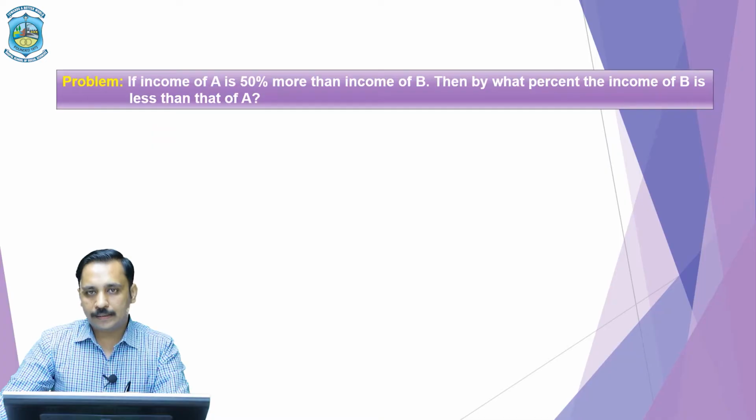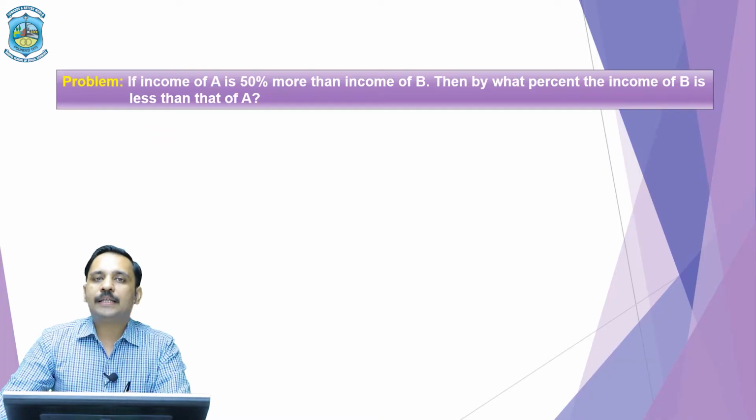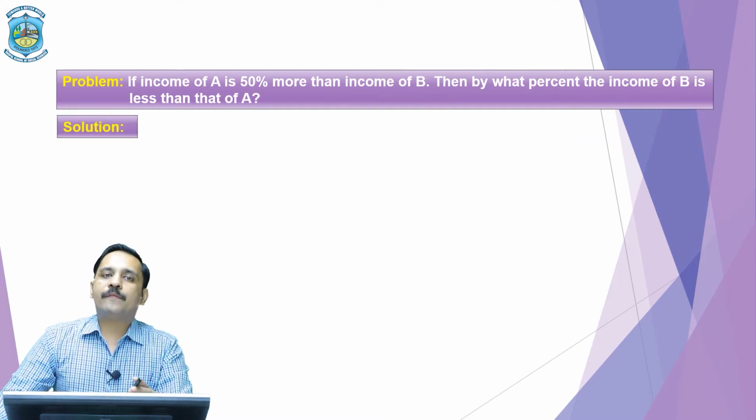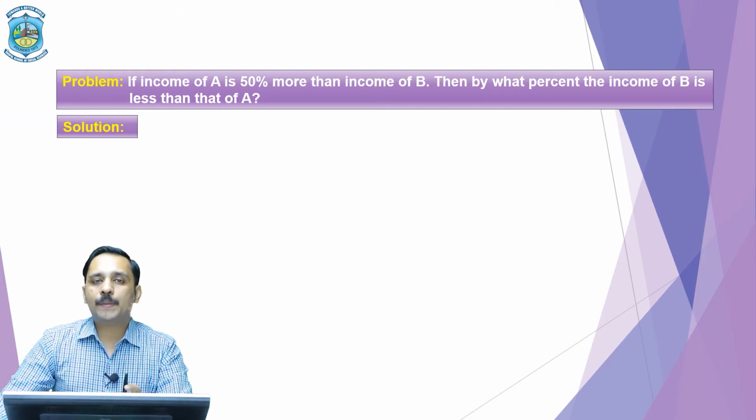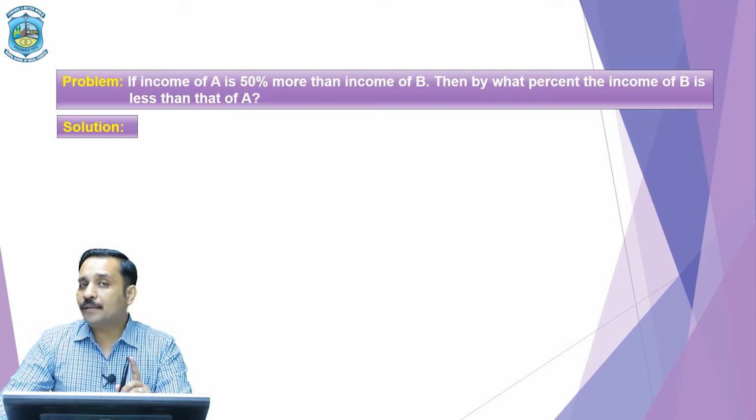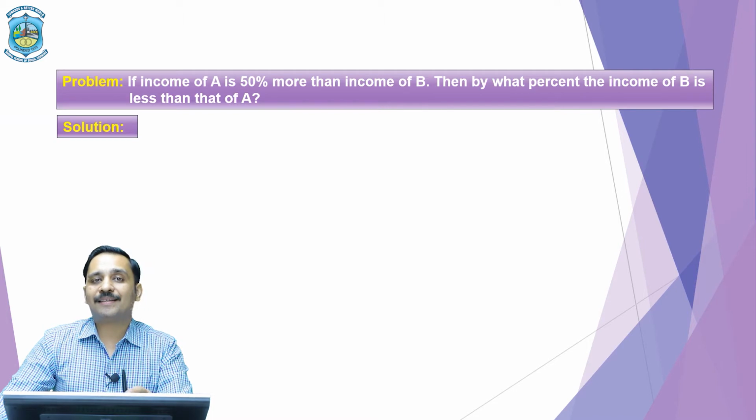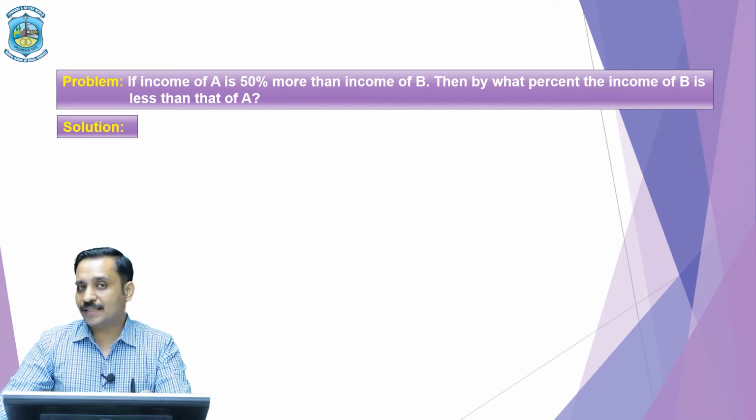36,800. Next question. If income of capital A is 50% more than that of capital B, then by what percent is the income of capital B less than that of capital A? Try to understand the question. If income of A is 50% more than B, then it doesn't mean that income of B is 50% less. Let us see how.